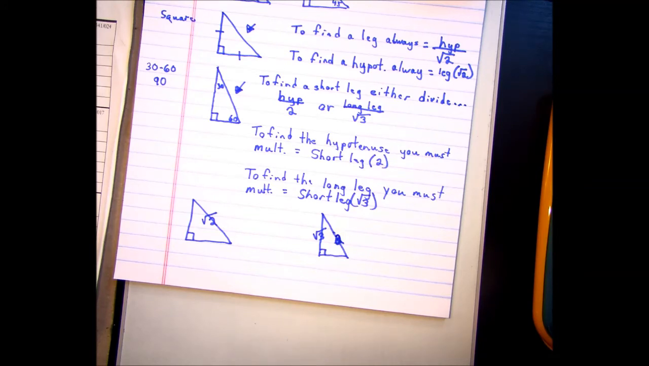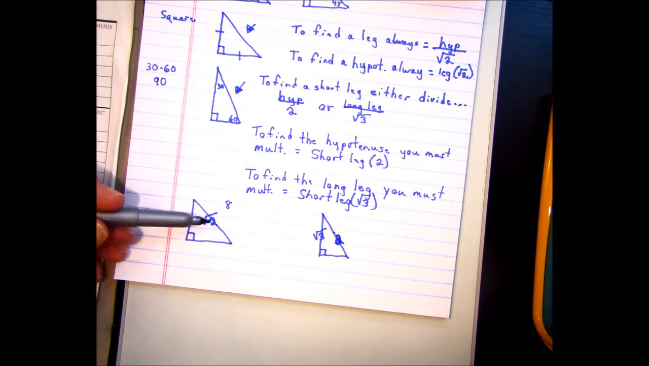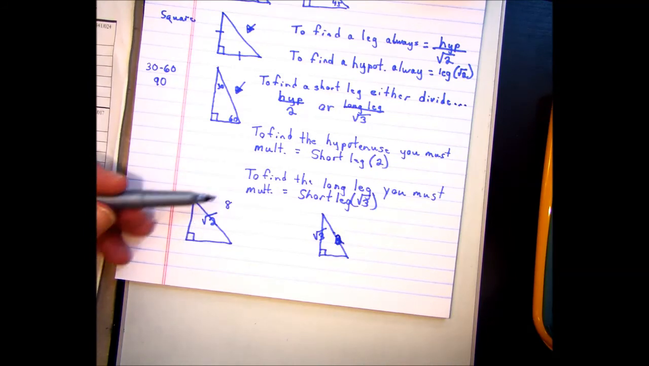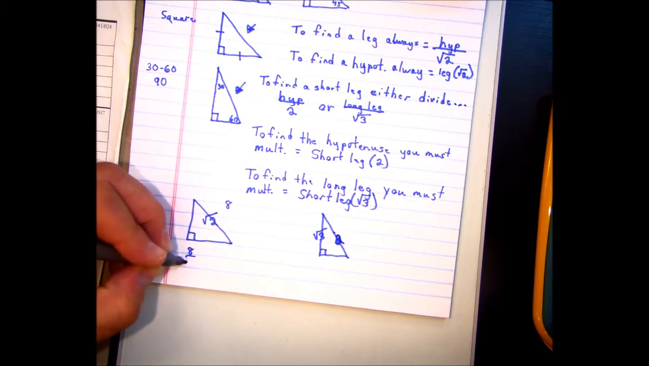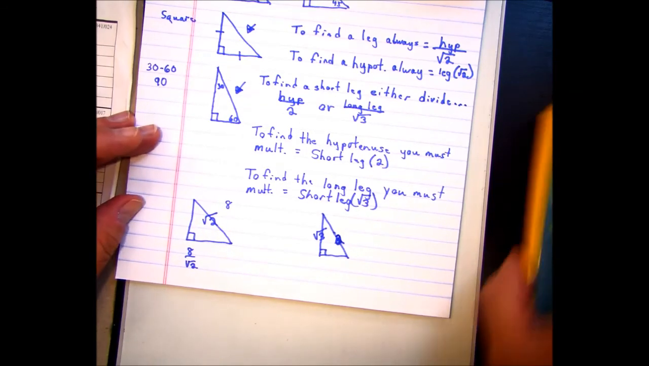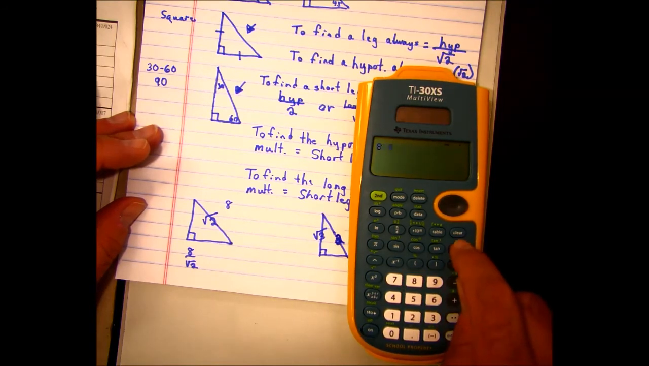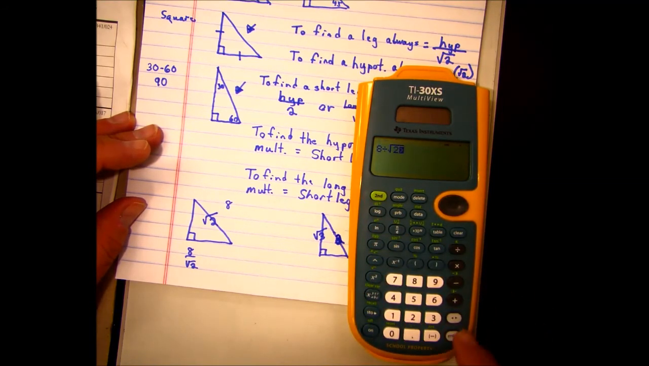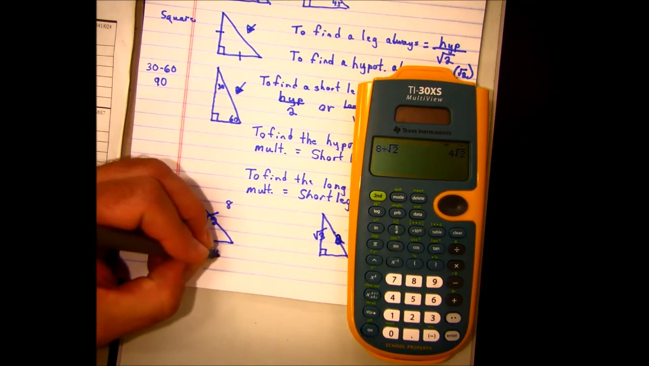So let's say the hypotenuse was 8. I want the leg, so I'm going to go down, and it's going to be 8 divided by the square root of 2. And I use my handy-dandy calculator. 8 divided by the square root of 2. And the answer is 4 square root of 2.